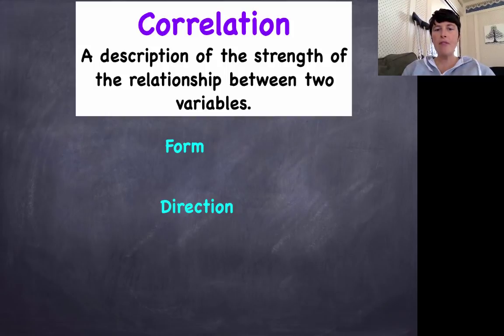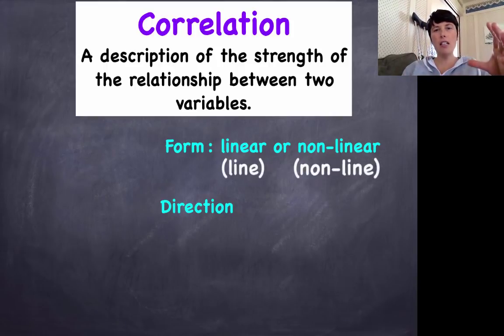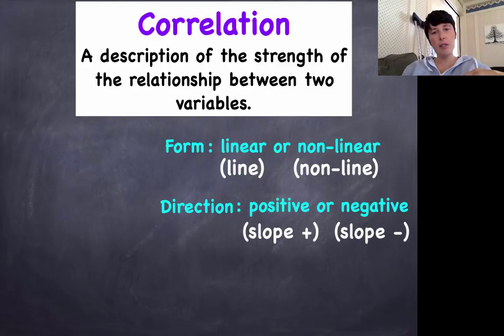What I mean by form and direction is, form means, does the data actually look linear or non-linear? That means, does it look like a line or does it not look like a line? That's one of the things we often talk about when we talk about correlation. Direction means, does it look positive or negative when we start talking about slope? Does it have a positive slope or does it have a negative slope?